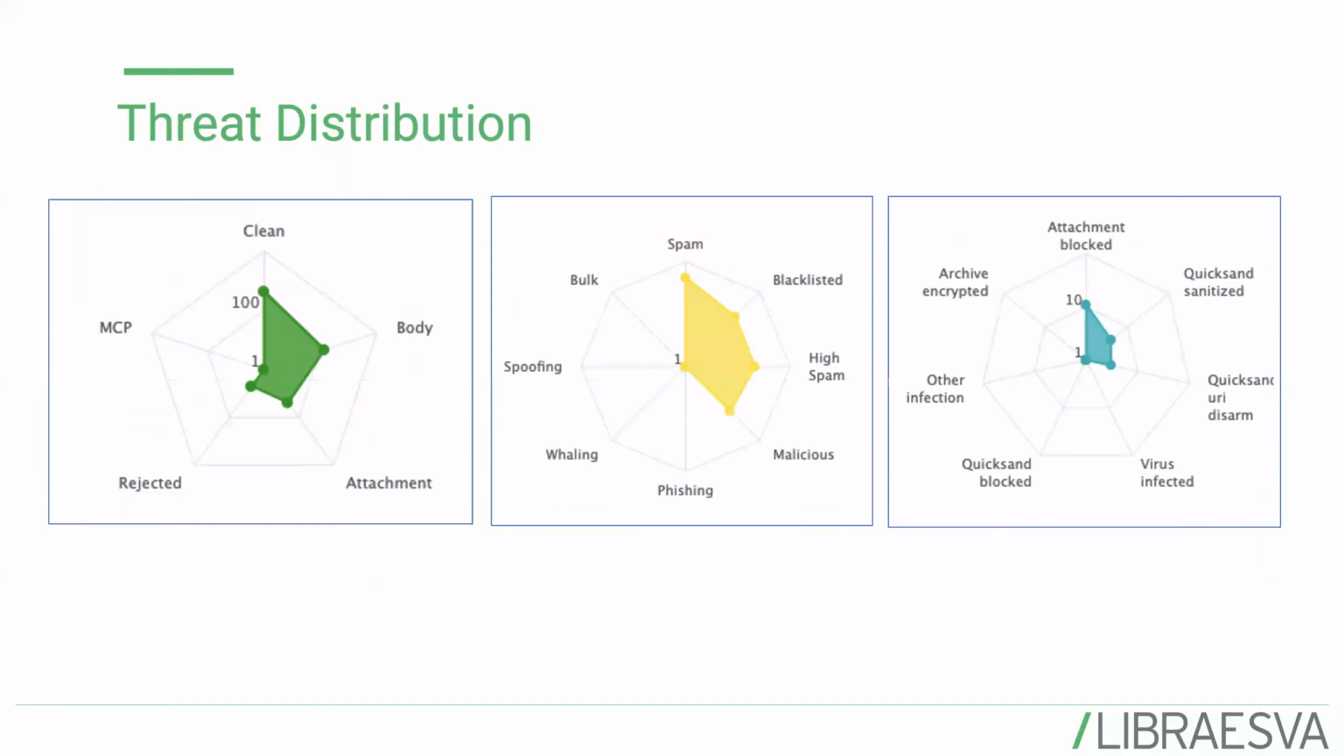You saw a little hint of this on the dashboard screenshot from earlier, but one of the new features which pushes email classifications throughout the entire system is our new threat distribution spider graph, which you can see here. Starting from the left-hand side, this is where you have the clean, body, attachment, rejected and MCP classification. That is the top level graph.